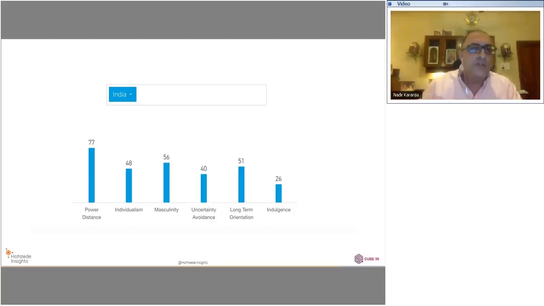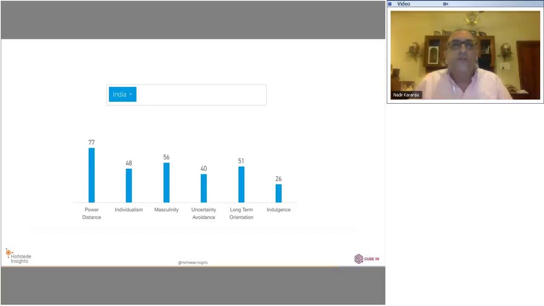As you can see across the screen, India scores 77 in power distance, 48 in individualism. This is on a scale from 0 to 100, 56 in masculinity, 40 in uncertainty avoidance, and so we have a tool that you can use to understand the cultural differences. It's the only system, as far as I'm aware, that actually quantifies human behavior in this manner.